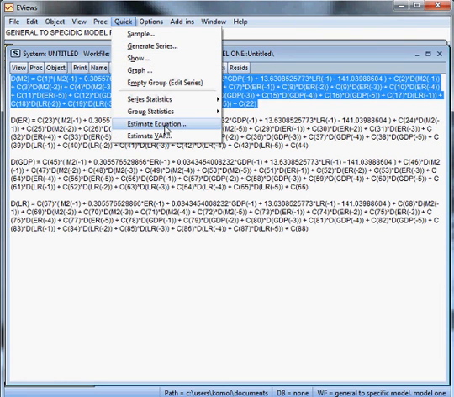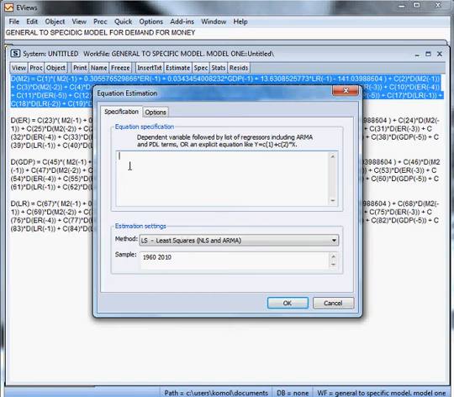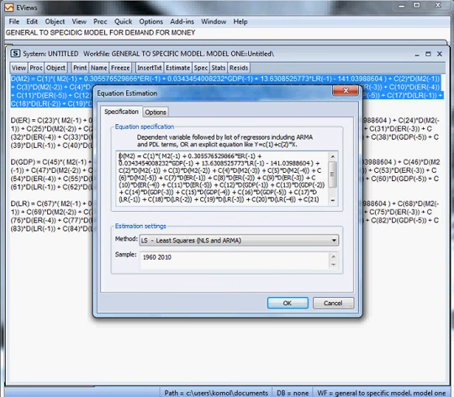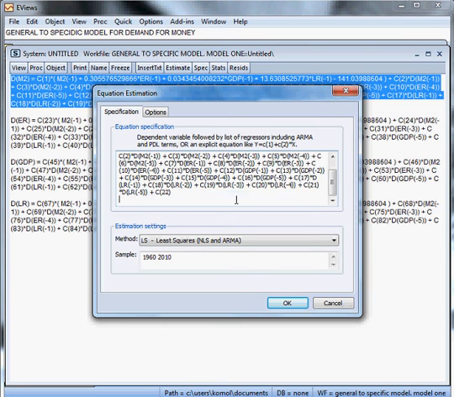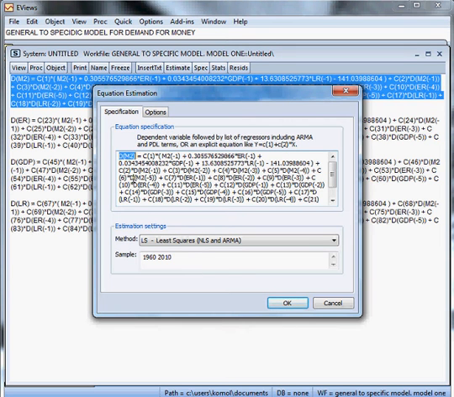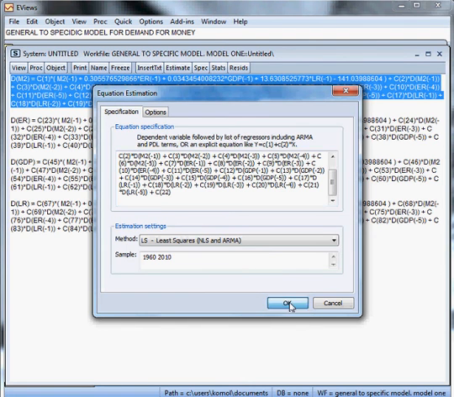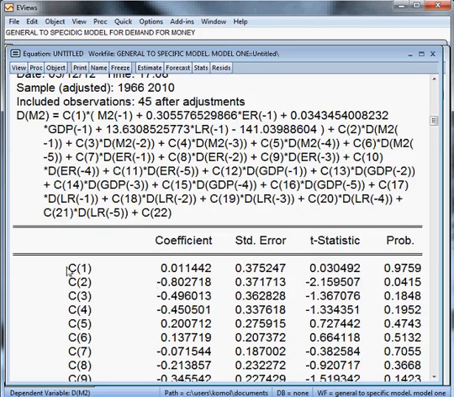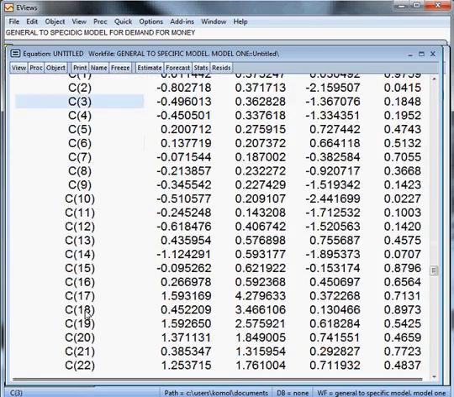And I go to quick, estimate equation. And I paste here. So this is my whole model where demand for money is the dependent variable. Okay, so I run the model. So this one is my model. The dependent variable is M2, demand for money, and these are all independent variables, right?